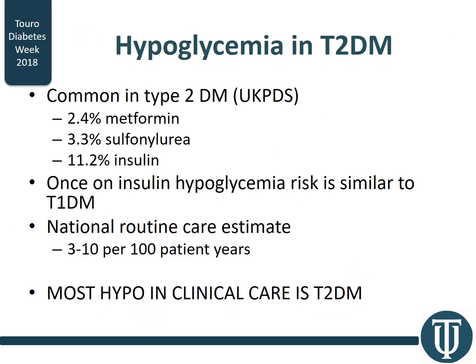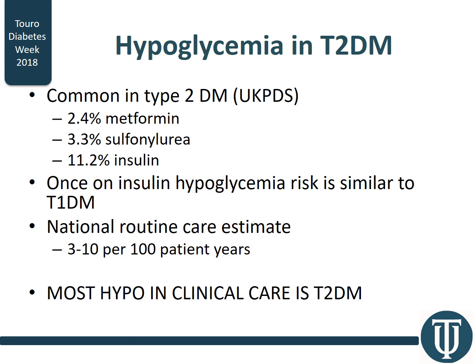So what about type 2 diabetes? We know that in the UKPDS trial, which is a large study for type 2 diabetes, rates for hypoglycemia were actually lower than anticipated, but 2.4% of people on metformin dropped low. About 3% of people on sulfonylureas dropped low. This is a study of people newly diagnosed. That may be why that rate is relatively low. But 11% of people on insulin had a hypoglycemic episode. And we just mentioned, once someone got on insulin, their risk was essentially the same as type 1.